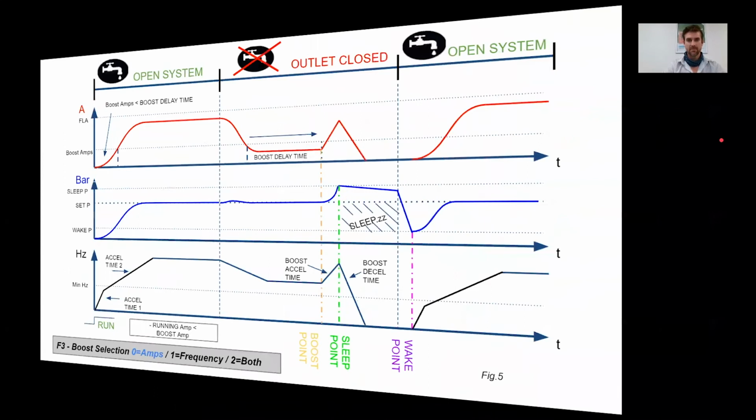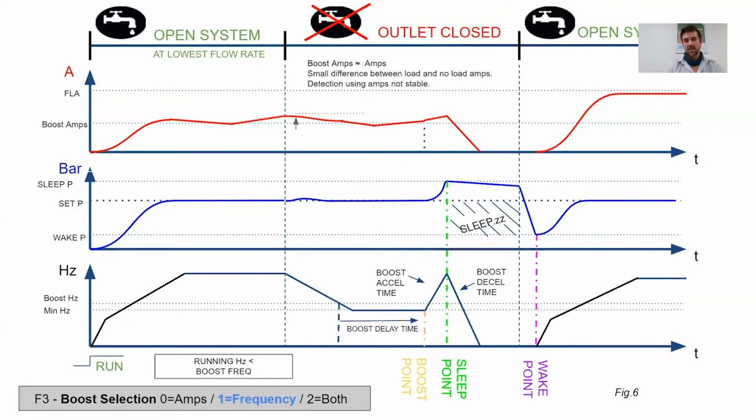The option for the frequency, when our frequency is lower than a specific point. I found in a number of years that this option is more typical for a smaller pump set. So when you only have a few amps to play with, a 2-amp motor or a 3-amp motor, it's very difficult to sense that difference point of load or no load.